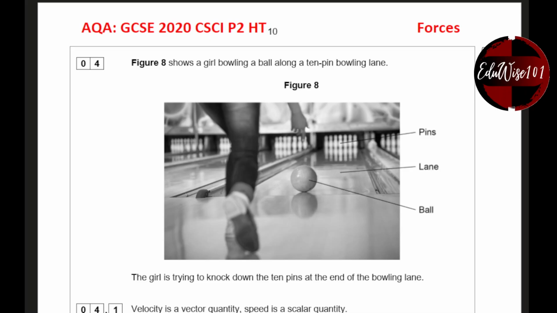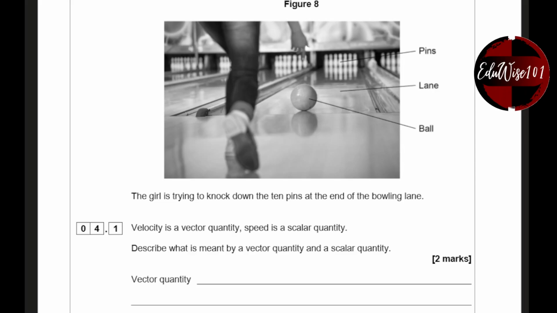In this video, I'm going to go through the AQA Combined Science 2020 Physics Paper 2 Higher Tier. Question number 4 is on the topic of forces, mainly to do with momentum. Question 4, figure 8 shows a girl bowling a ball along a 10-pin bowling lane. The girl is trying to knock down the 10 pins at the end of the bowling lane.